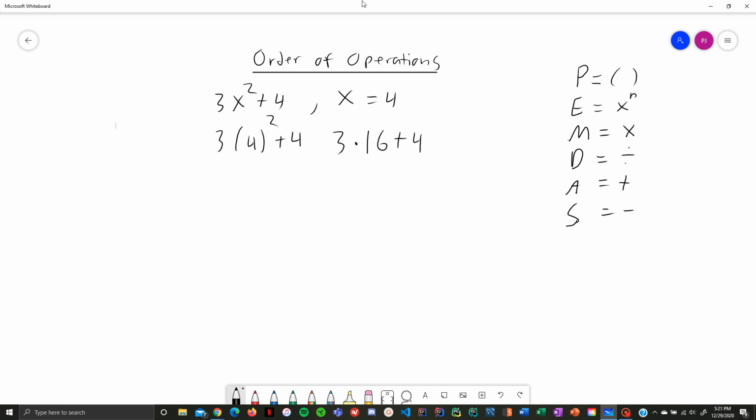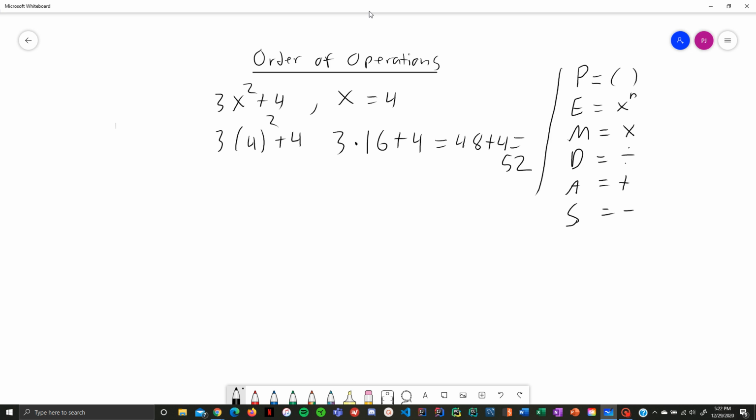Now, let's check. We did the parentheses, we took care of our exponents, and now we have to move on to multiplication. So let's go ahead and multiply 3 times 16. That is going to be 48. So this is equal to 48. And after we did that, we check for division. There's no division. And let's see what's next. Is there any addition? Well, of course, we have to add our final 4 right here. And that's going to be equal to 52.